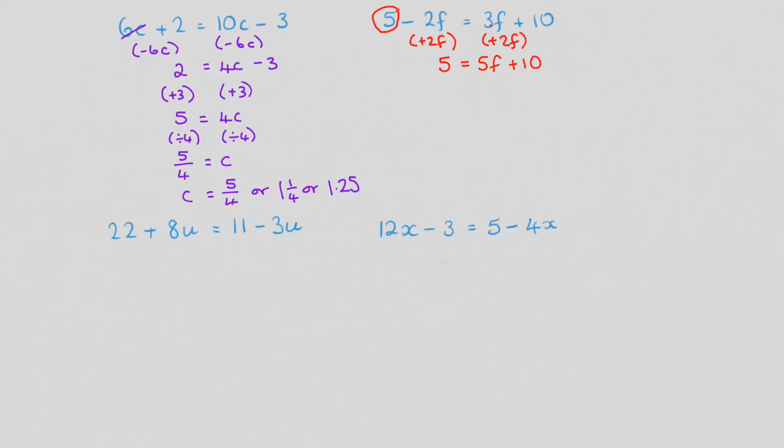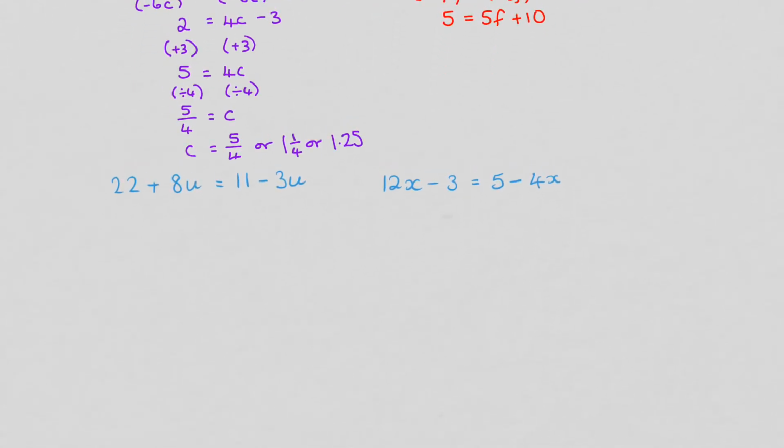So then this is our new equation. To solve that, we know we take away 10 from both sides. 5 take away 10 is -5, equals 5f, because the 10 has disappeared from the right-hand side now. So the f is being multiplied by 5, so we need to divide both sides by 5.